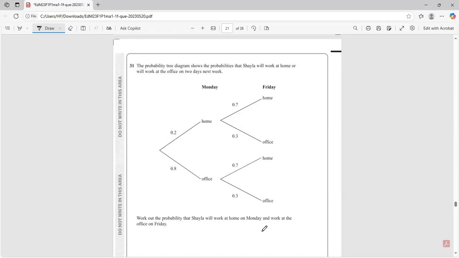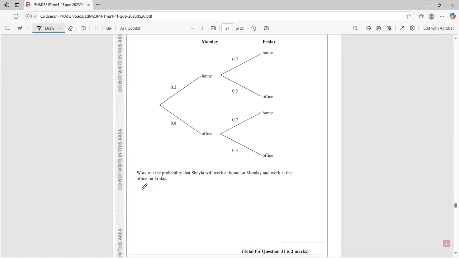All right, so let's see what it says. It says work out the probability that Sheila will work at home on Monday and work at the office on Friday. So that Sheila will work at home on Monday, we've already seen is 0.2 there. So 0.2. Let's just get the values out. Probability P, I'm not going to write out the full day. I'll just say MON, so you know I'm talking about Monday. Probability for Monday is given by 0.2.